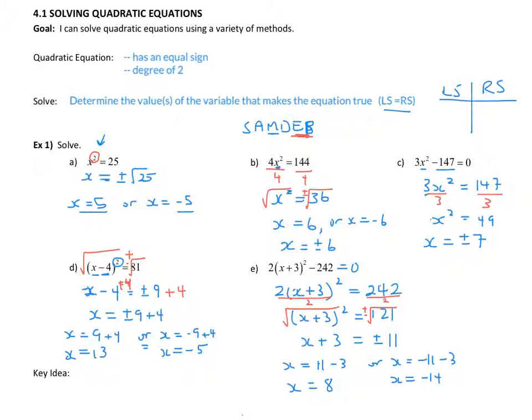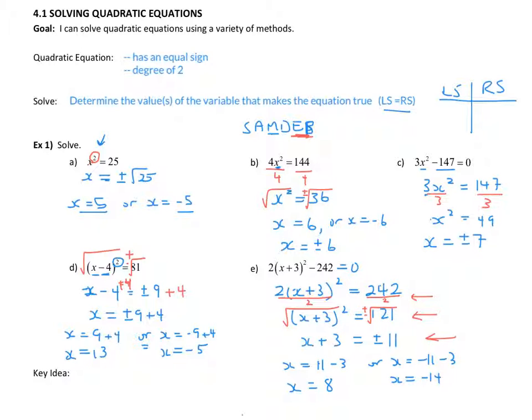Okay, hopefully that makes sense. I added 242 to both sides, divided both sides by 2 here, then I took the square root of both sides, and then I am subtracting 3 from both sides to get my two answers here of x equals 8 and x equals negative 14.